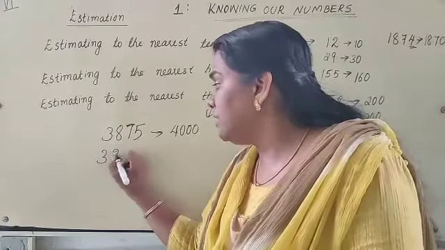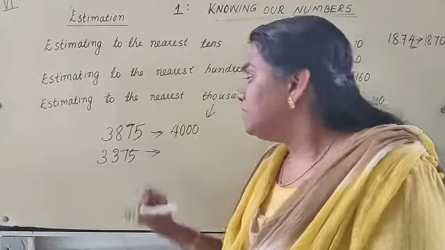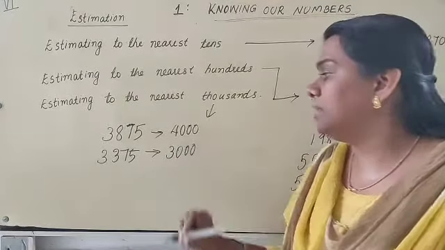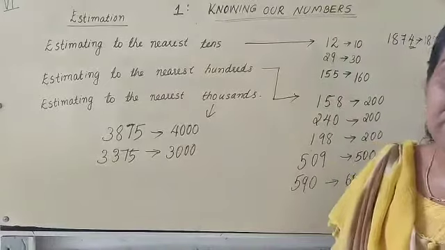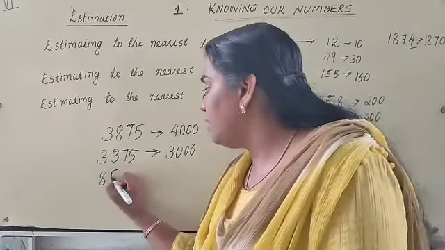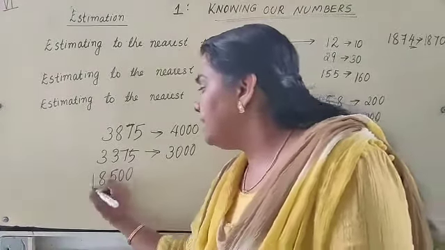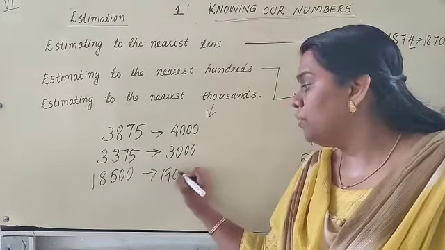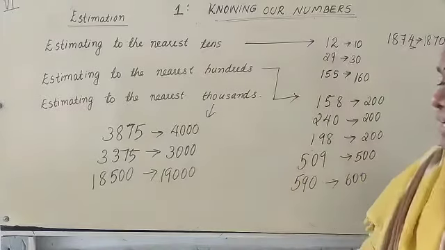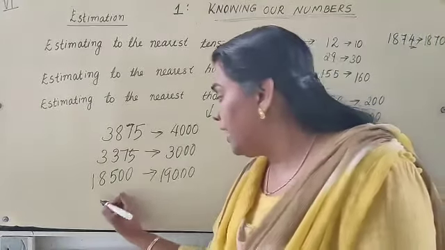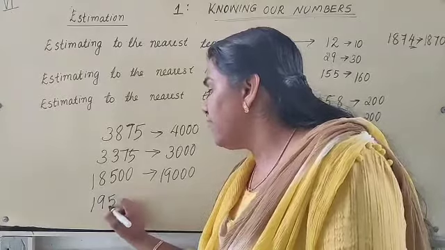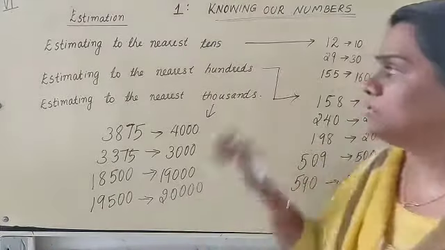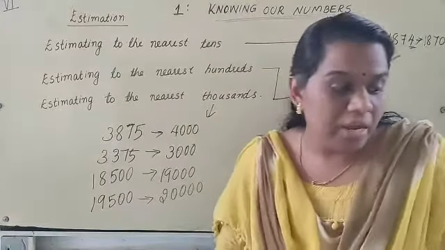If it is 3375, we round off to 3000. And if it is 18,500, we round it off to 19,000. 19,500, how do we round it off? We round it off to 20,000. This is our estimation.